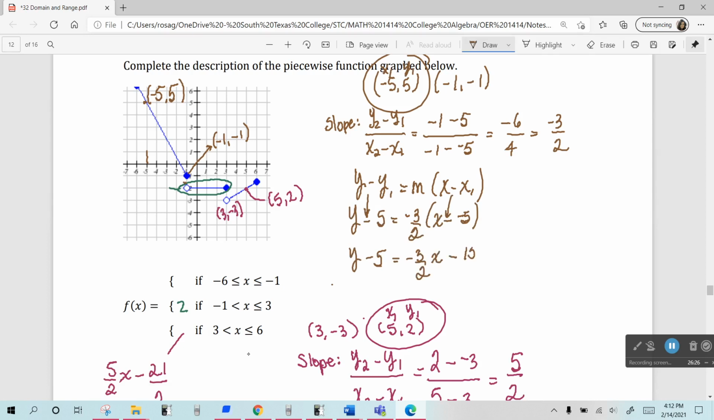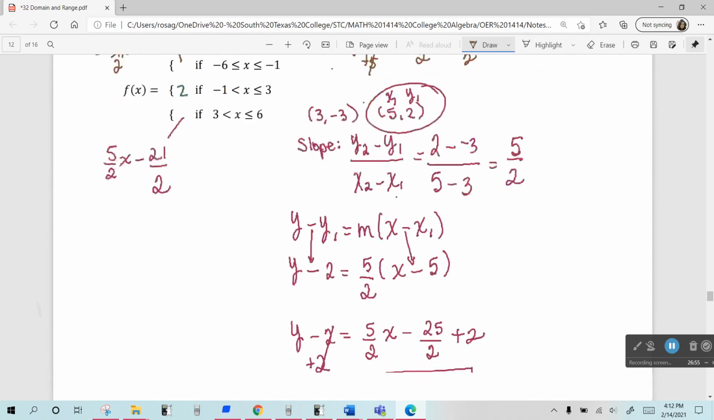Minus 15/2. Then plus 5, plus 5. So it'll be y equals -3/2 x minus 5/2. And that's what we would put here, not with the y, just the -3/2 x minus 5/2. So these do require a little bit more work.